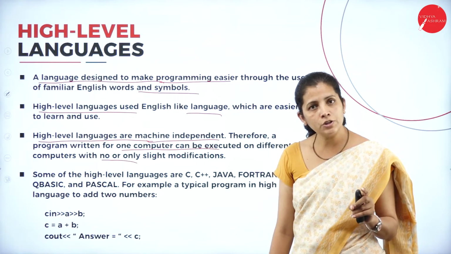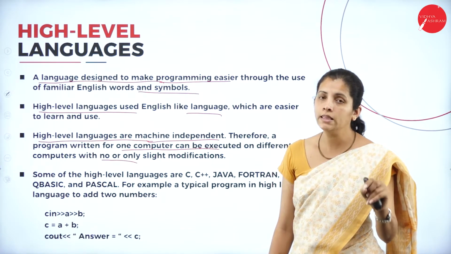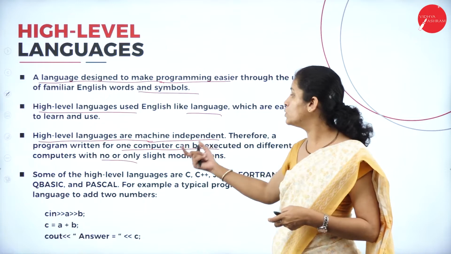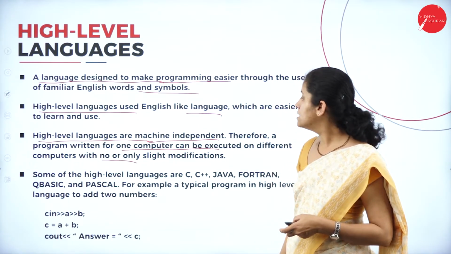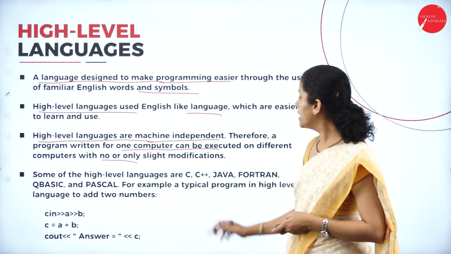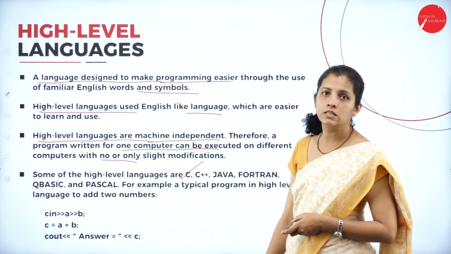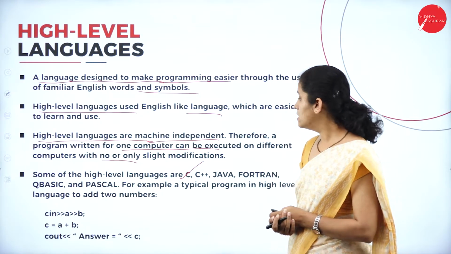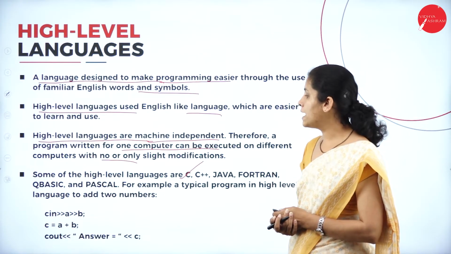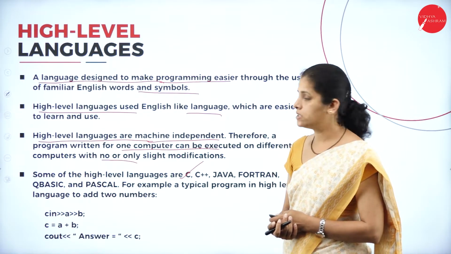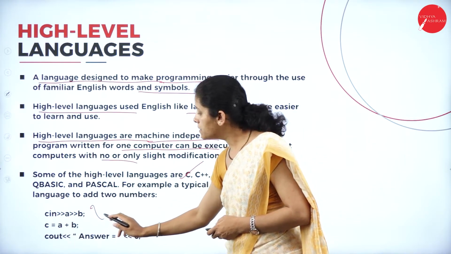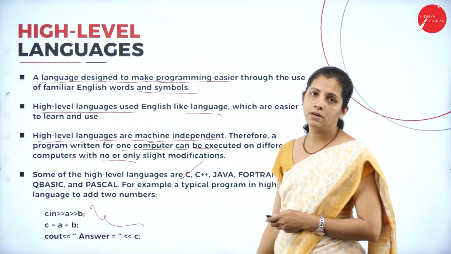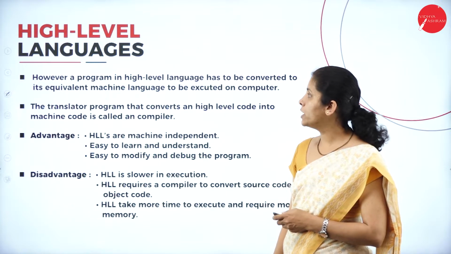Without any modification I can run the program, or with minimum modification I can run the program. Some examples I can give here are C, C++, Java, Fortran, Pascal. These are examples of high level language. Now I have a simple code, and this is the code for the C++ programming language.